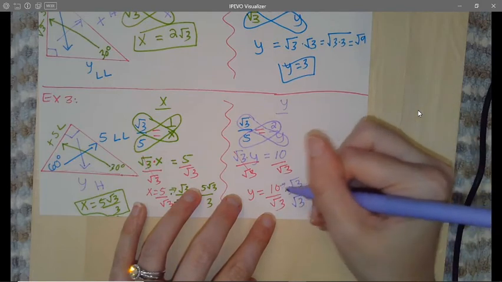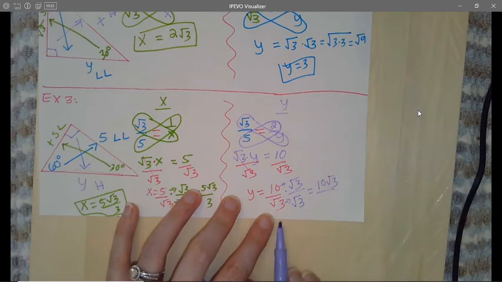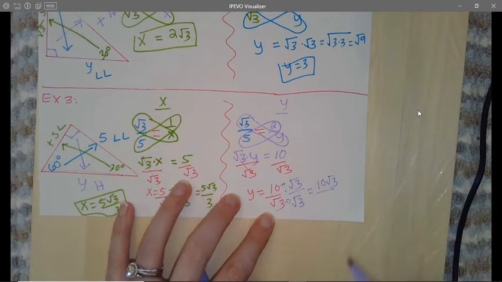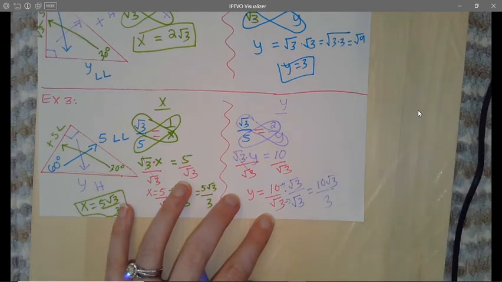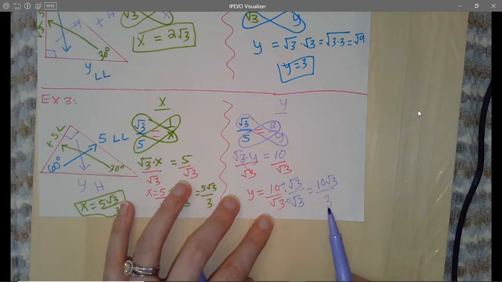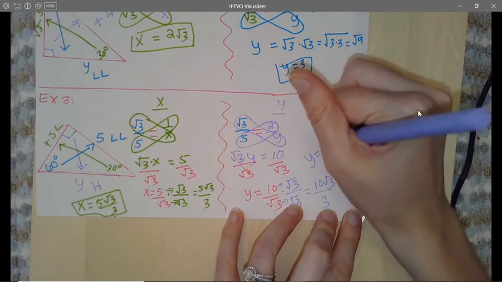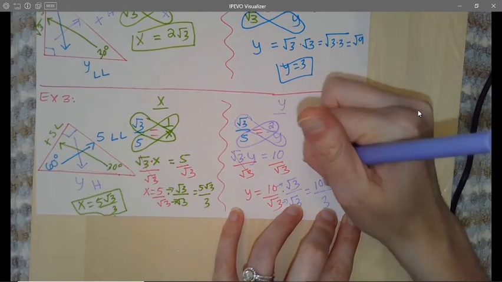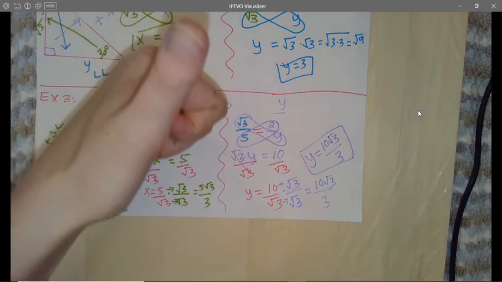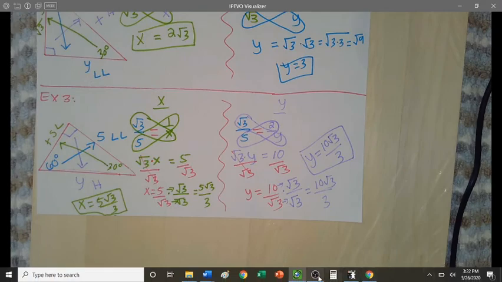I'm going to go straight across. 10 times root 3 is 10 root 3. And a radical multiplied by itself equals the number on the inside, or the radicand, so it would just be 3. Or you could do root 3 times root 3 is root 9, and the square root of 9 is 3. So for our final answer, we get y equals 10 root 3 over 3, which again, I know looks a little strange, but we are cool with being strange. So look at that, you guys. Nice work, everyone. Toodles.